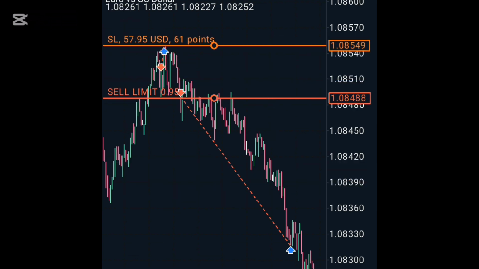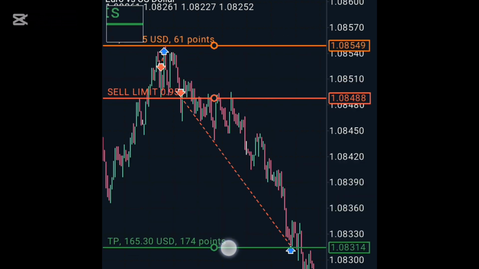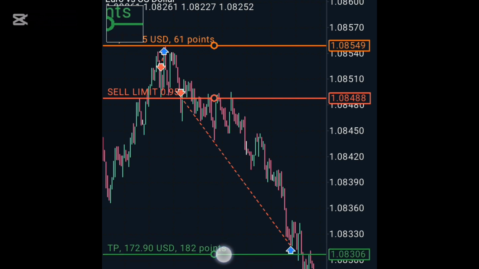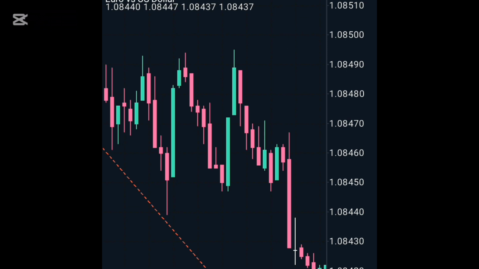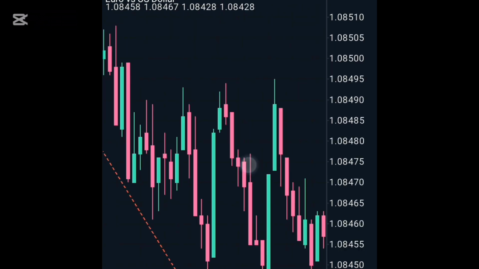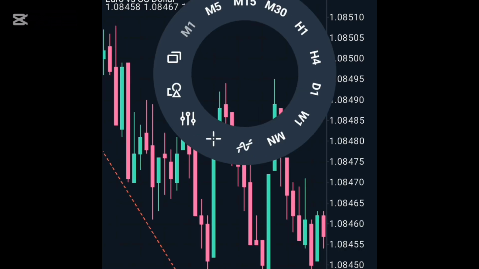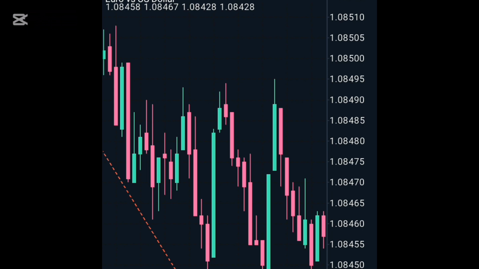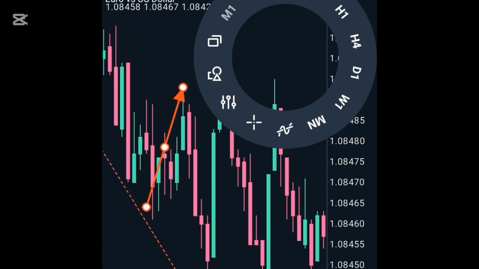It was more than 2 RR also, like 3 to 4. I can't see, but you get the point. Trading is simple. I said it, I will say it again. Trading is very, very simple.